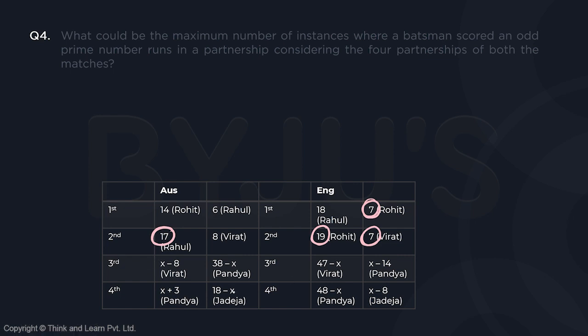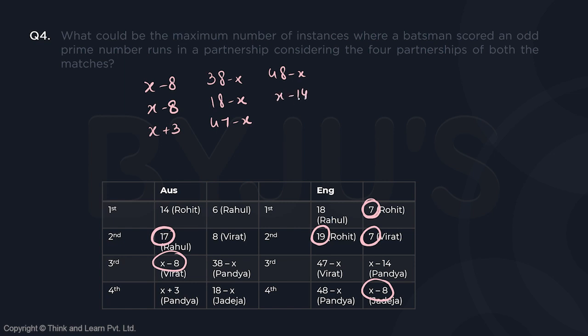All other numbers are in terms of x, but 2 of these numbers are x minus 8. So I have x minus 8 twice. One of these numbers is x plus 3. One of these numbers is 38 minus x. One of these numbers is 18 minus x. One of the numbers is 47 minus x. One of the numbers is 48 minus x and one is x minus 14. So I have to take such values of x that most of them would become prime.